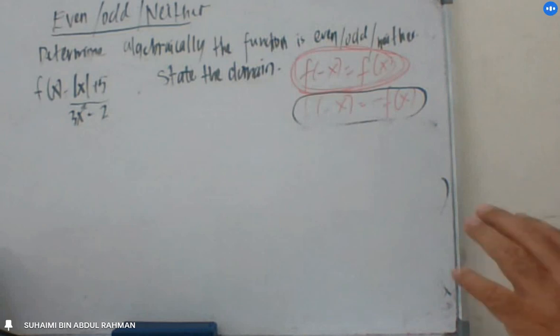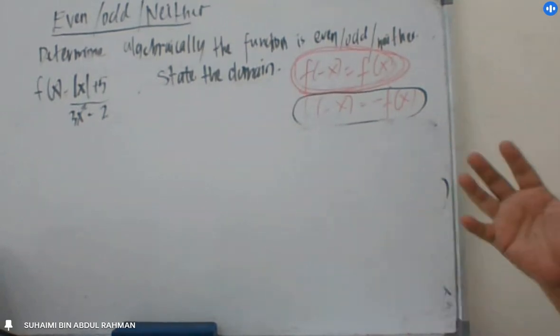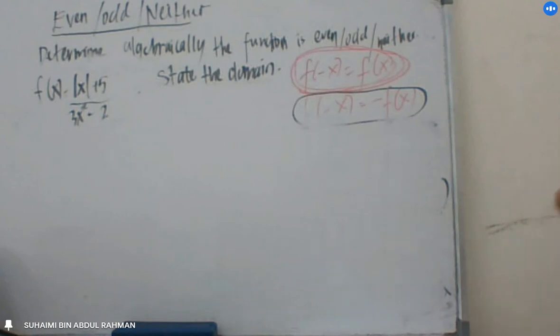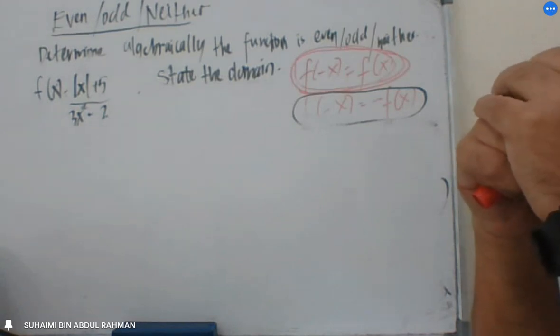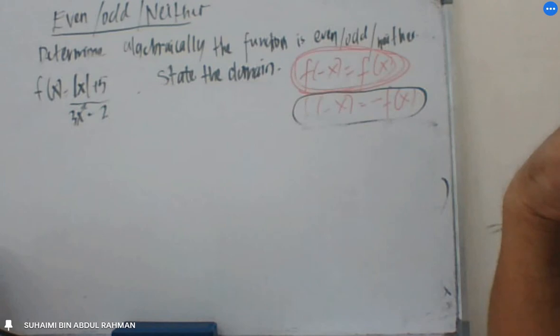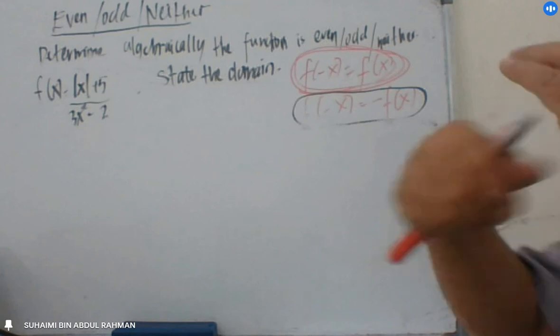Then, what is the domain of this function? From the definition, the domain is the set of numbers you can substitute into the variable to make our function defined. Negative infinity to infinity. Okay, what happens if we substitute with square root of 2 over 3?